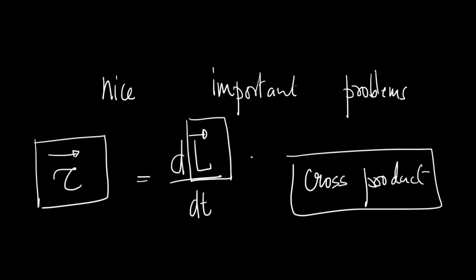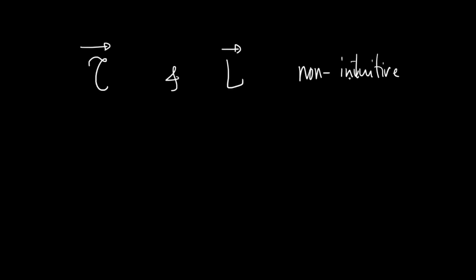There are other times when you'll come across cross products in physics, but let's just focus on torque and angular momentum. Why is it that torque and L are a little bit non-intuitive when we define them? We cannot give a simple definition without using cross products. Well, we don't know. This is not the kind of question that I can answer immediately.